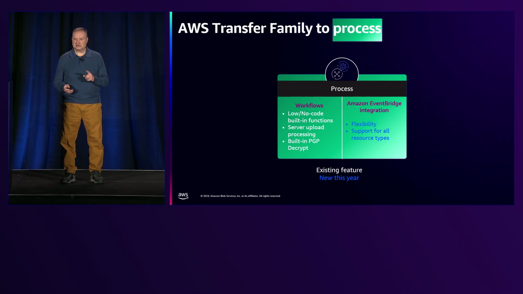Another important distinction is that Transfer Family Managed Workflow only works on files uploaded through a server, while EventBridge integration is available on any kind of operations. File upload, file download, and even when you use connectors. So when you upload a file, you can pre-process the file. When you download a file from an SFTP server, you can process the file after that.